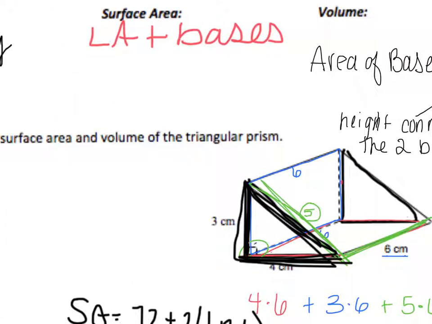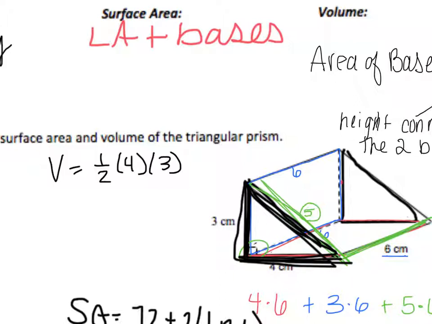So again, I'm looking for the area of the base, which is a triangle, so I'm going to find the area of the triangle. So 1/2 the base times the height. That's for the area of the base, and now I'm going to multiply it by the height.